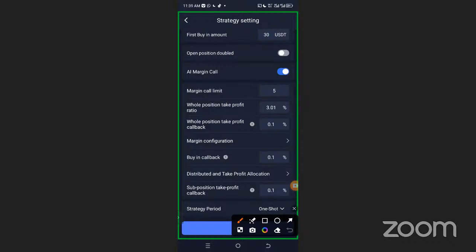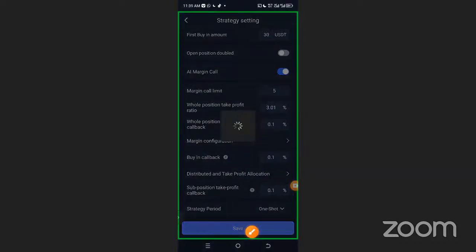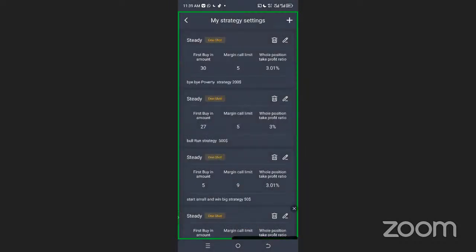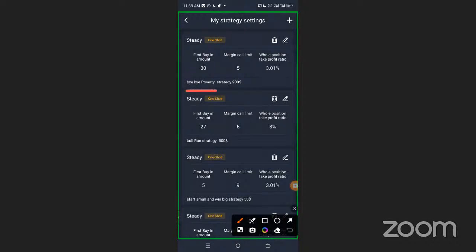Then after there, these are our settings. First put here 30, and then this is our settings. Click on save. Are you seeing the strategy? It is here already saved.